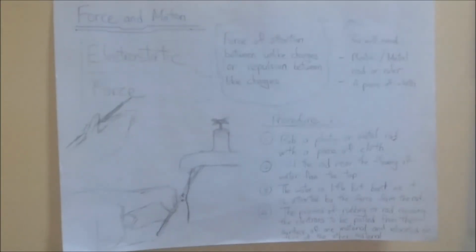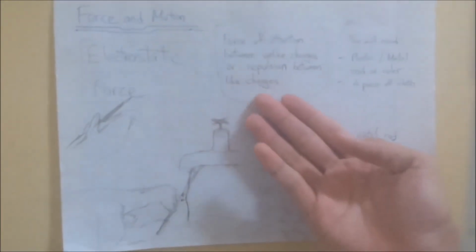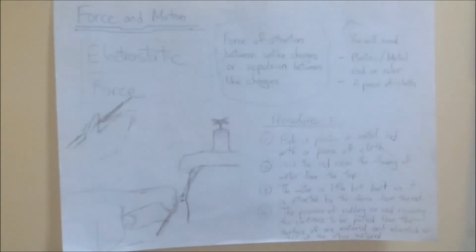Alright, here's another experiment. The title will be electrostatic force. Electrostatic force is the force of attraction between unlike charges or repulsion between like charges. It is most likely caused by rubbing a surface and causing the electrons to be pulled from that surface and relocated on the other one. The rubbed material can also function as a magnet, as rubbing causes the magnetic field to occur and can easily attract something.